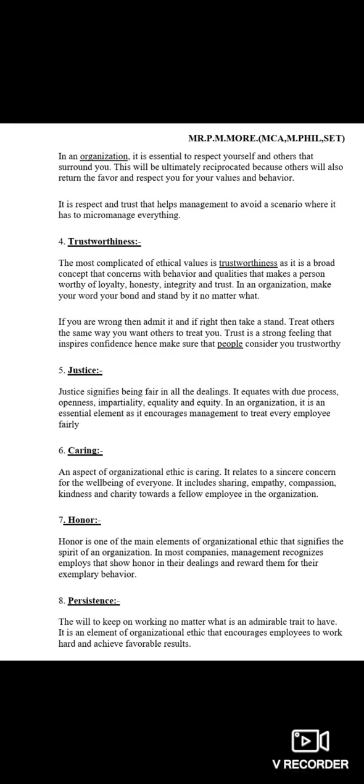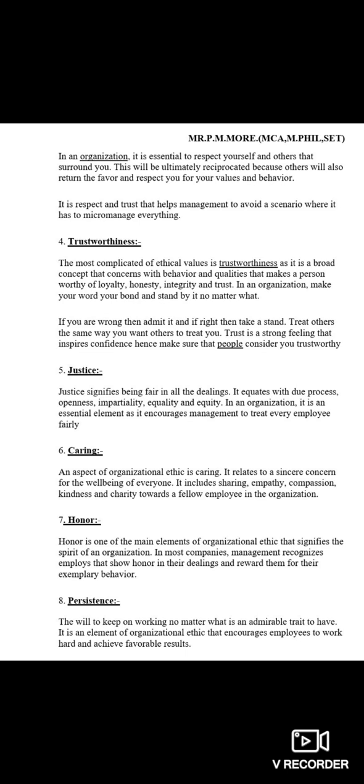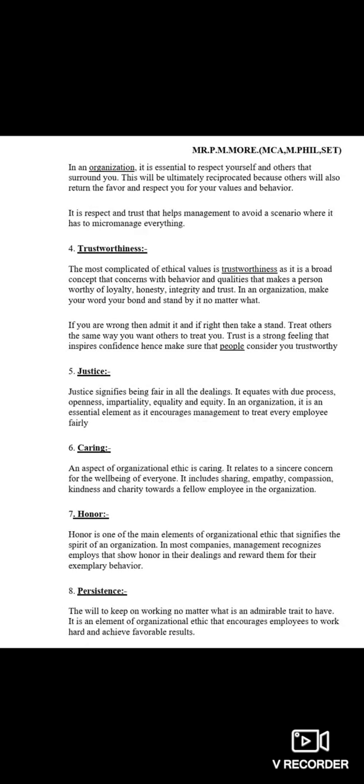Next, honor. Honor is one of the main elements of organization ethics that signifies the spirit of an organization. In most companies, management recognizes employees that show honor in their dealings and rewards them for their behavior. Persistence. The will to keep on working no matter what is an admirable trait to have. It is an element of organization ethics that encourages employees to work hard and achieve favorable results.